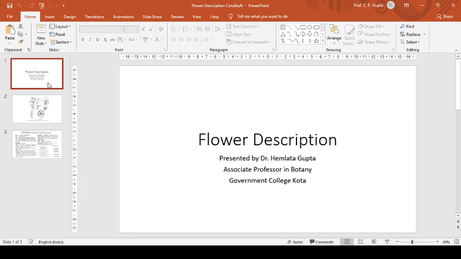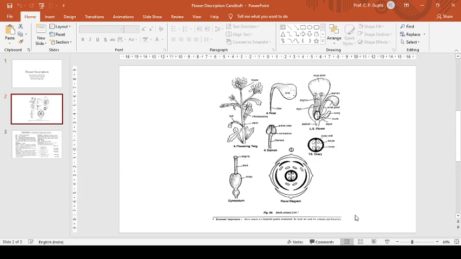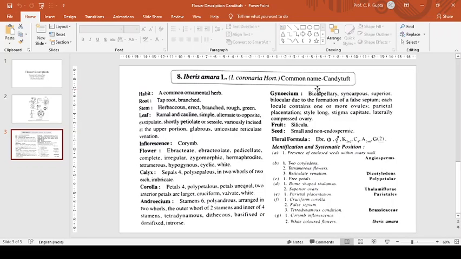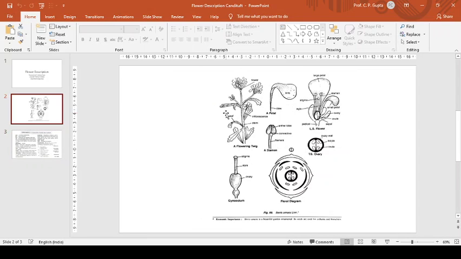Now we come to the flower, that is Iberis amara, or candytuft, commonly known as, which is an ornamental plant. Common name is candytuft. It is a common ornamental herb with tap and branched root system. Stem is herbaceous, erect, branched, rough, green.